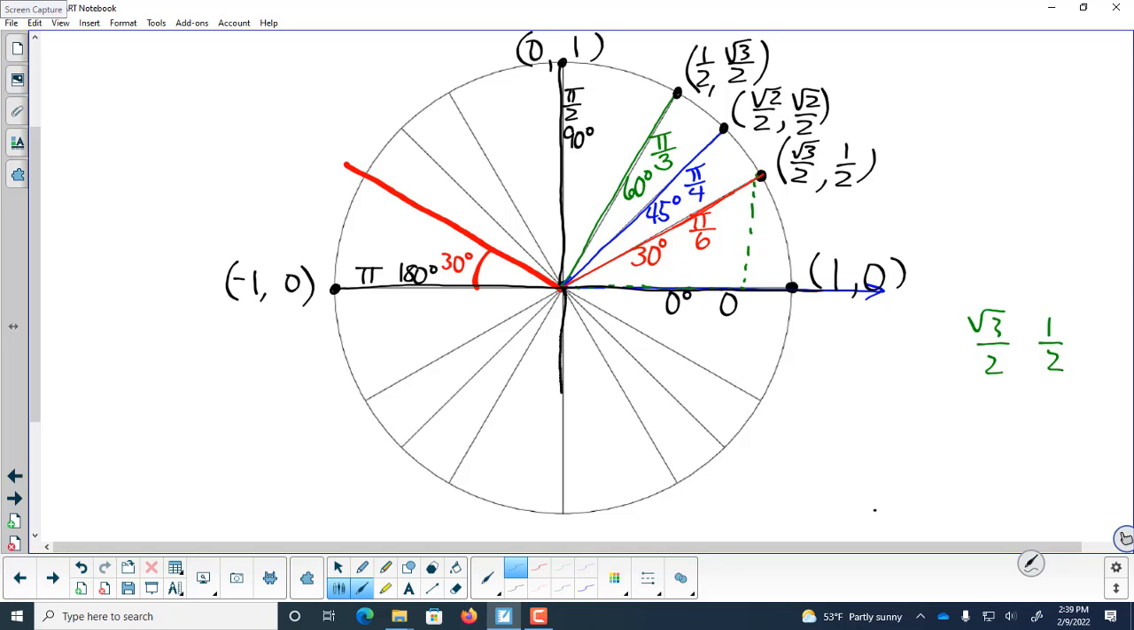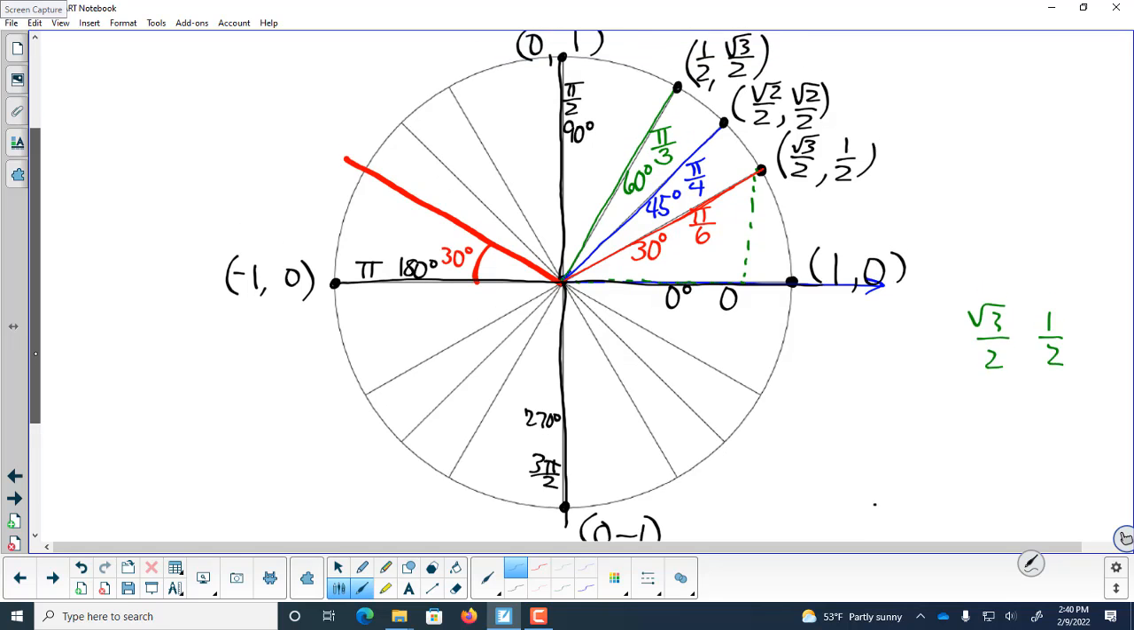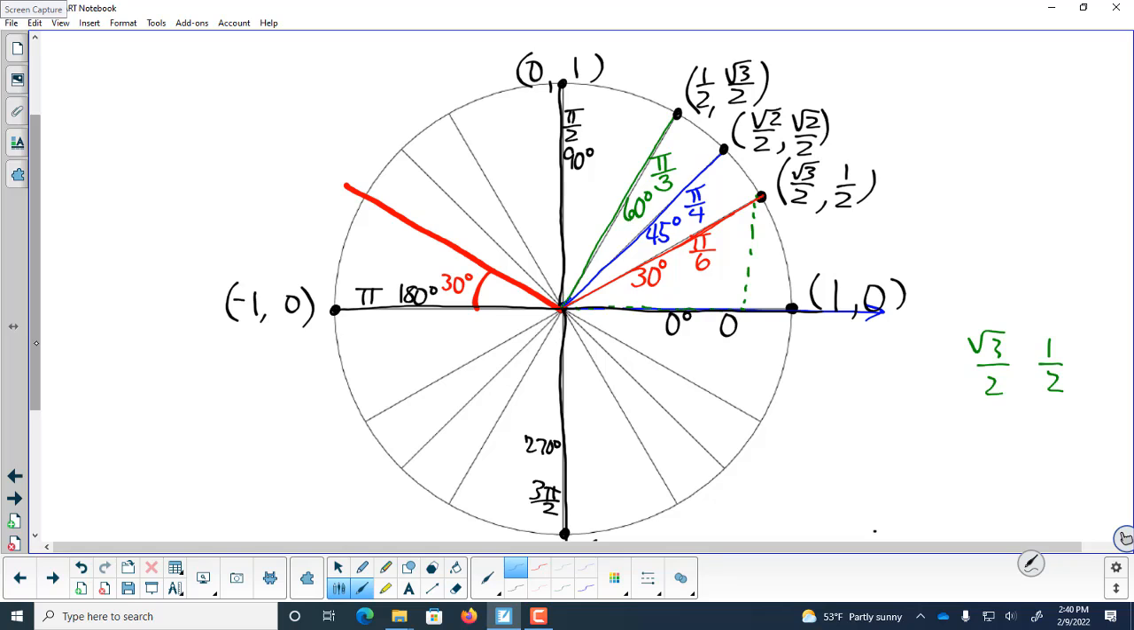I should have done these first, sorry. So this is going to be 1 pi over 2, 2 pi over 2, 3 pi over 2. So the 90 degrees or pi over 2s, you can just count. Remember when we did that? It's been a while. Okay, so what are the coordinates of this point? 0, -1.